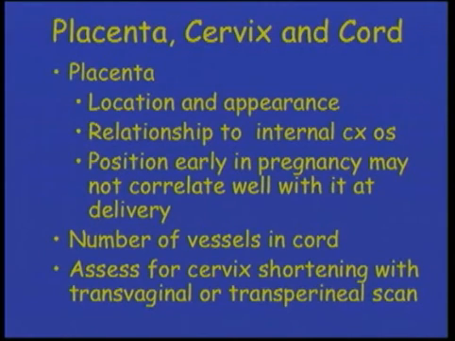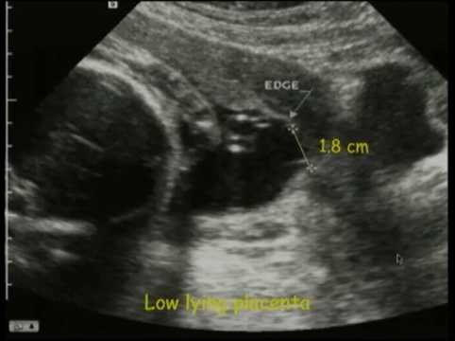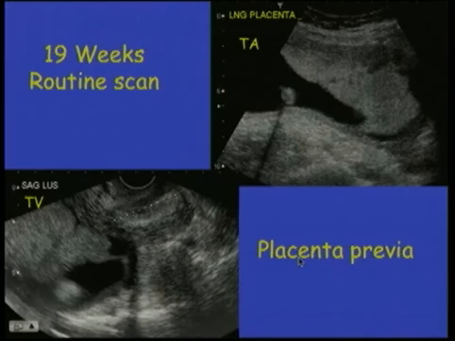So anytime we see an early diagnosis of possible placenta previa, we want to bring them back at about 28 weeks. The guidelines also suggest that we should look at the number of vessels in the umbilical cord, and we should also assess for cervical shortening with transvaginal or transperineal scan. So this is a low-lying placenta that is approximately 1.8 centimeters from the cervix, which we can see over to our right here. This is the urinary bladder. So we would call that a low-lying placenta.